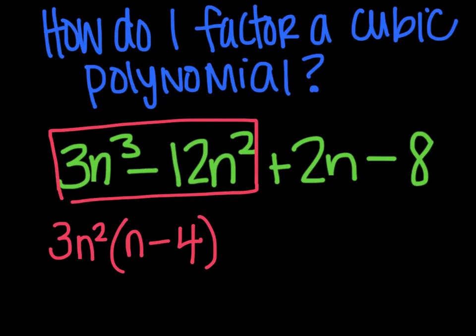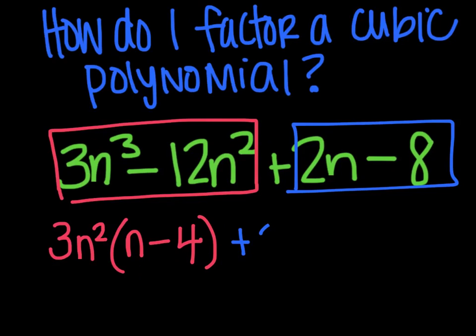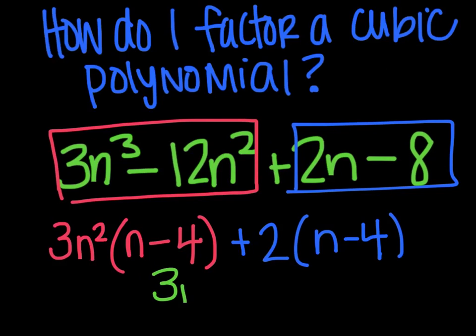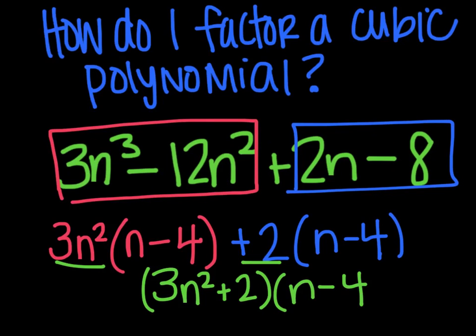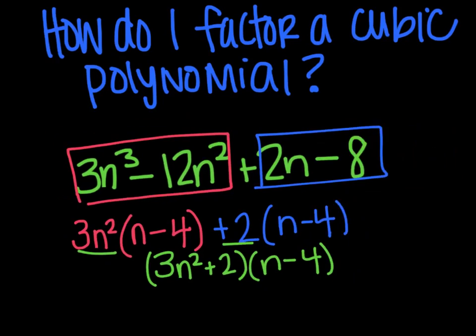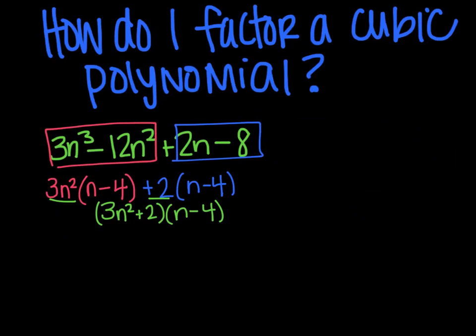Then I'm going to chunk this next section, and I will factor out a 2, which will leave me with n minus 4. That means the answer to this is 3n squared plus 2, taking that from there, and then n minus 4. That's your final answer. You do want to check your work, though, by distributing, FOIL method or box method.